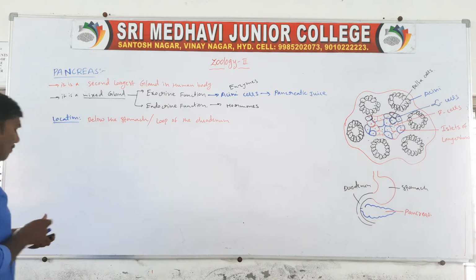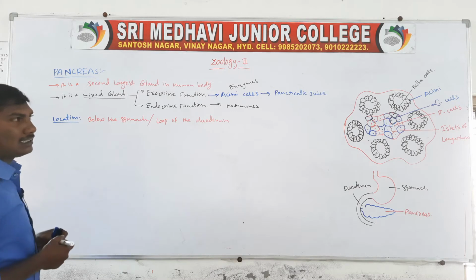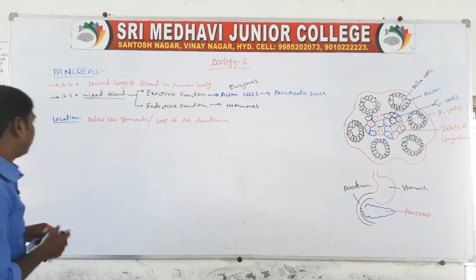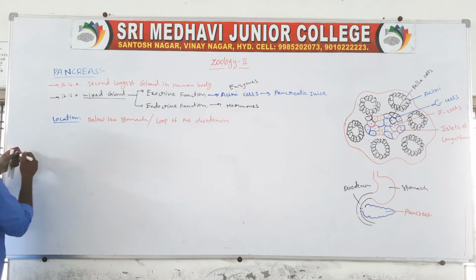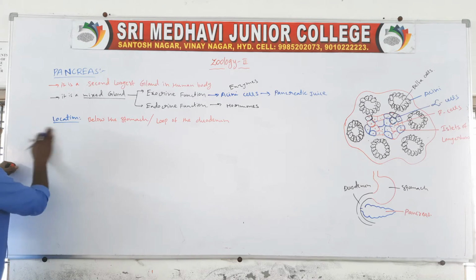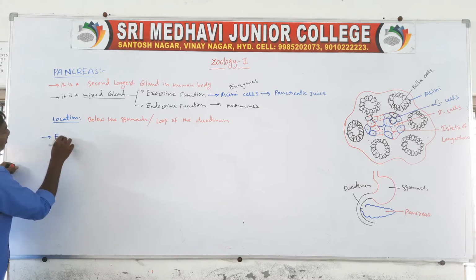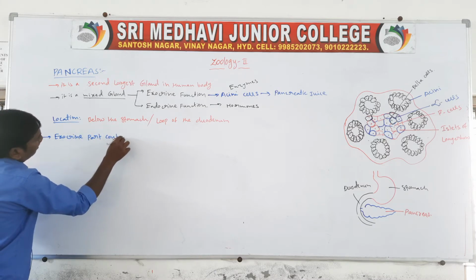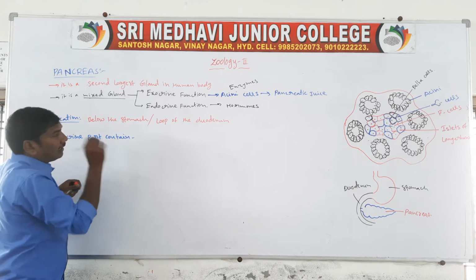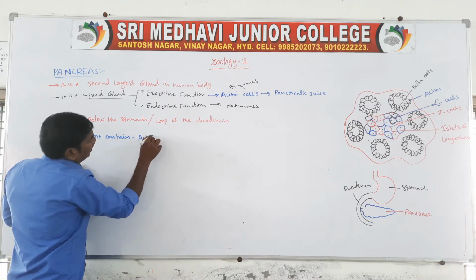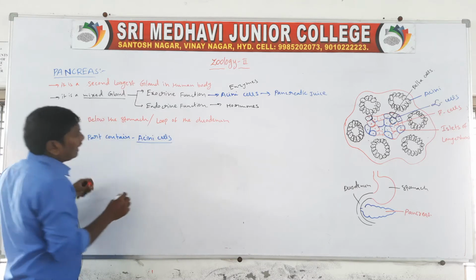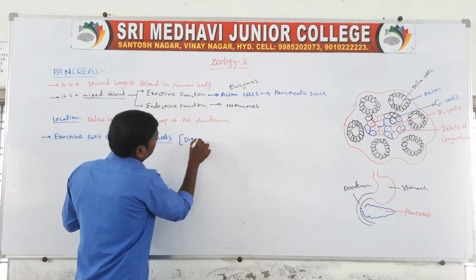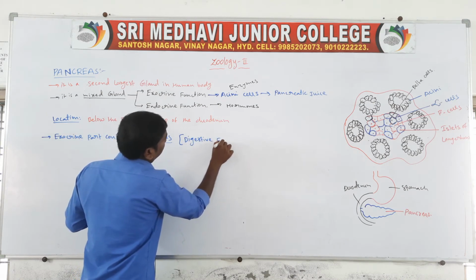Next, the pancreas contains two types of cells: Acini cells and islets of Langerhans. The first one is the exocrine part. The exocrine part contains Acini cells. These Acini cells produce digestive enzymes.